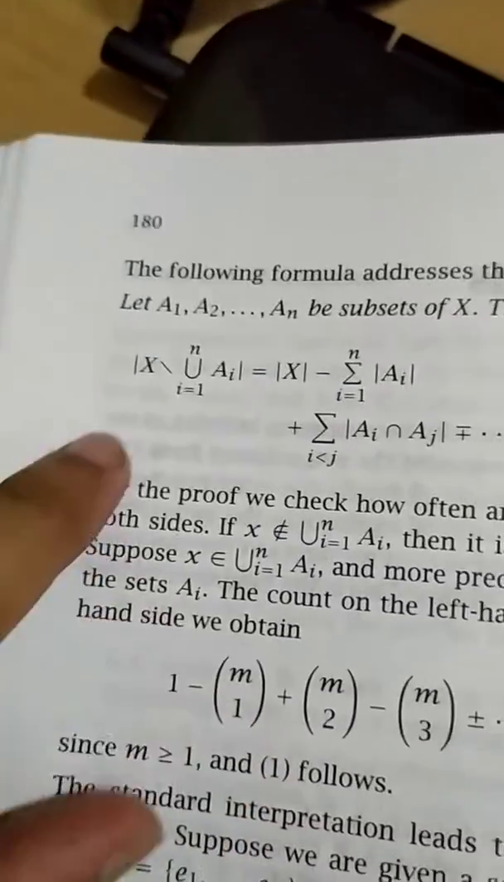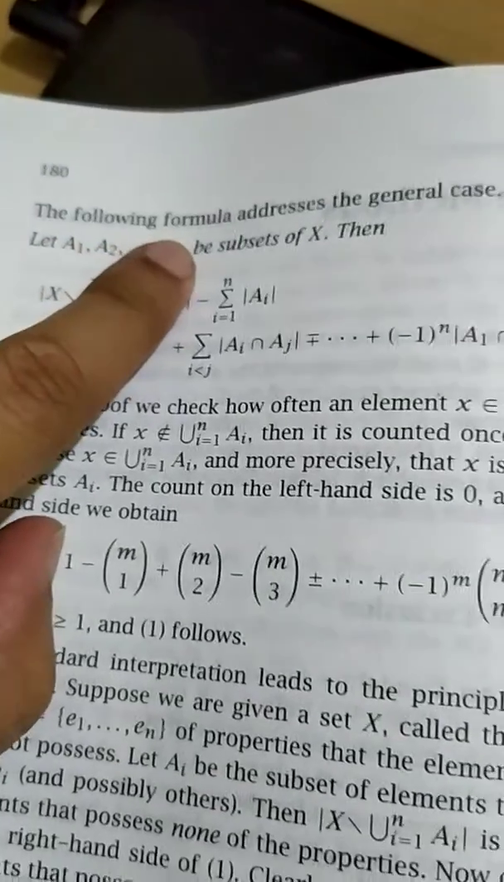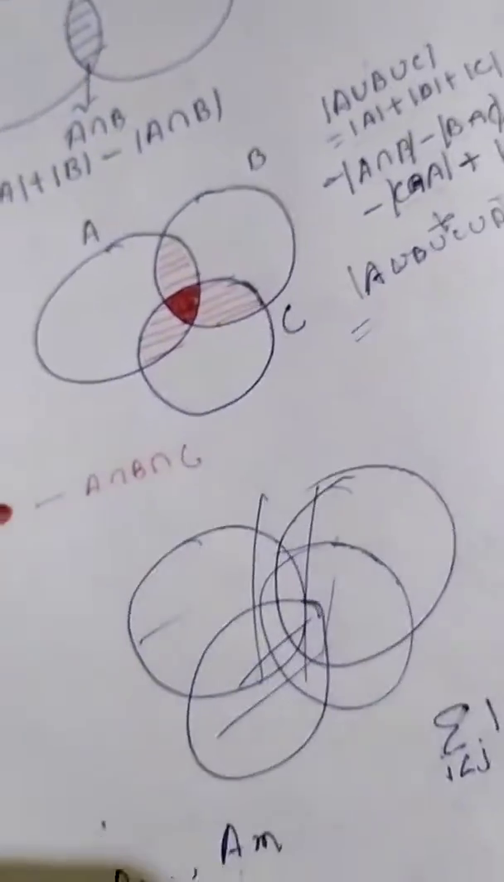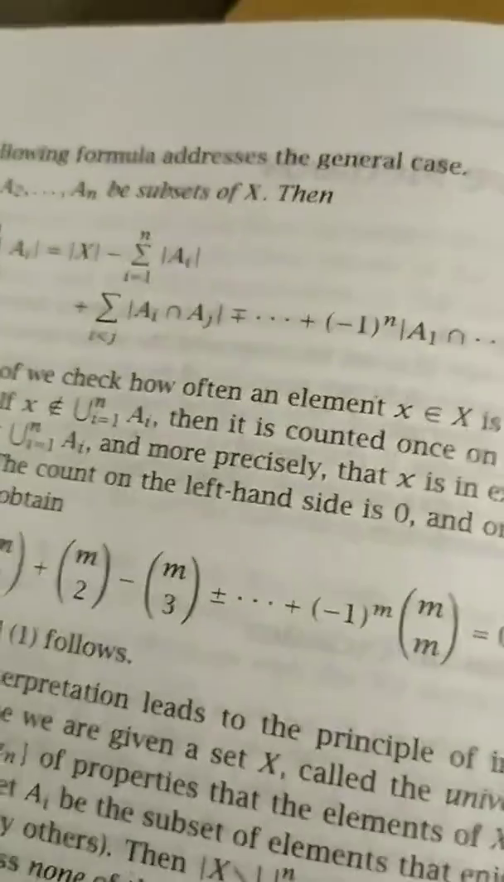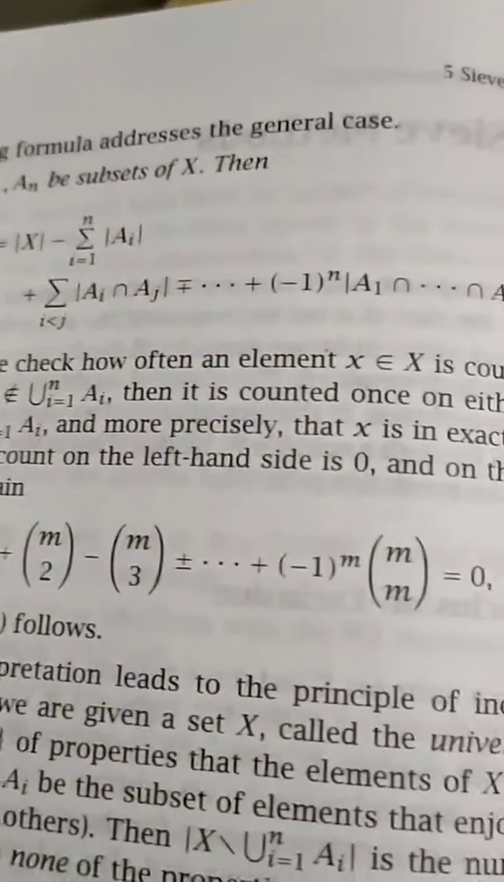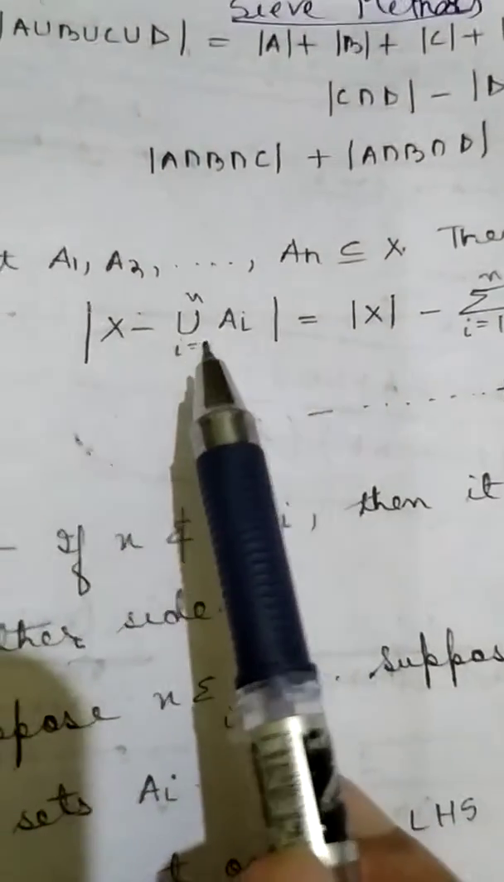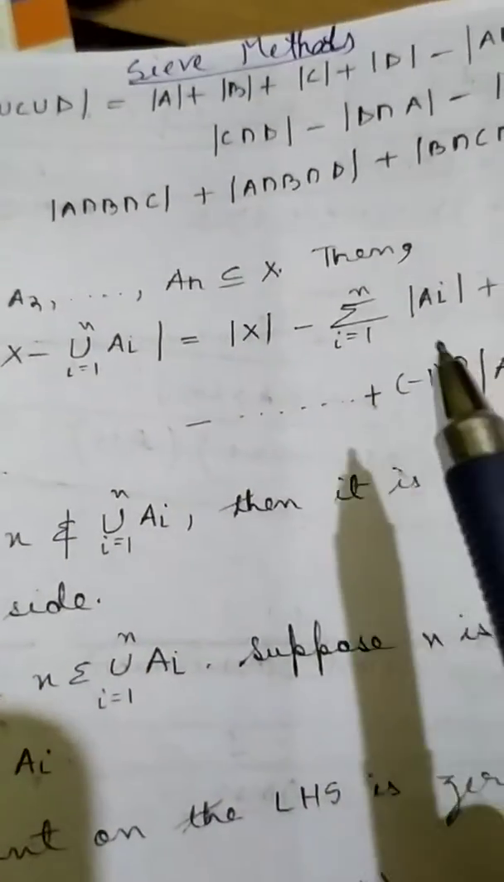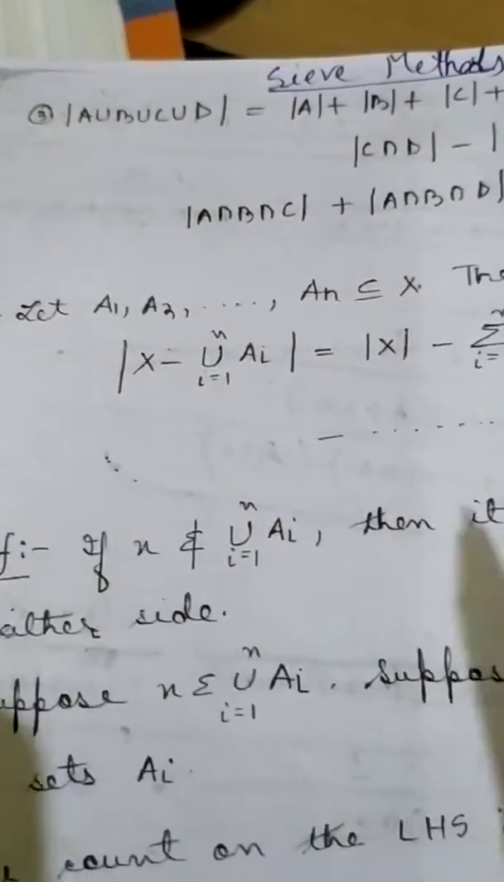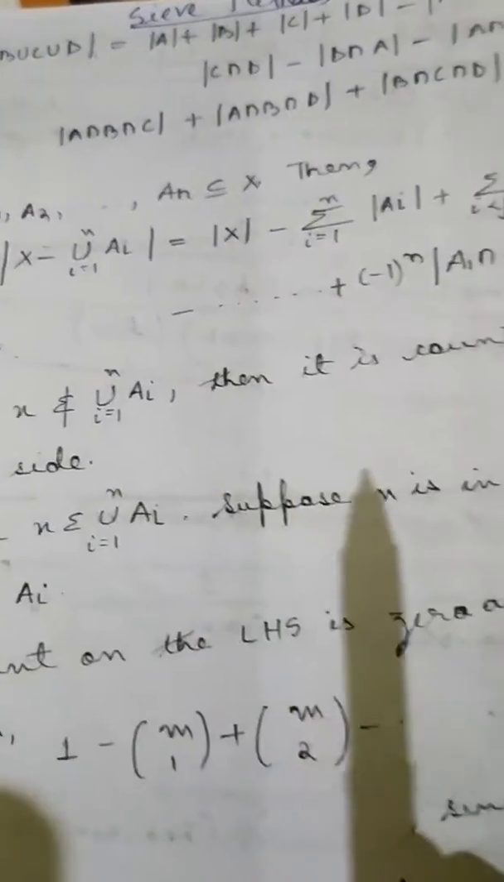Suppose A1, A2 up to An are subsets of X. Then we have this result: the number of elements in X minus the union is given exactly the same way, with plus and minus alternating, again the same thing happening here.